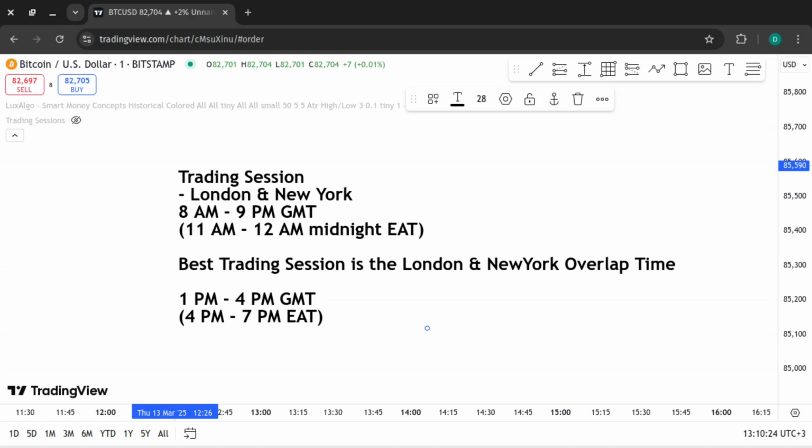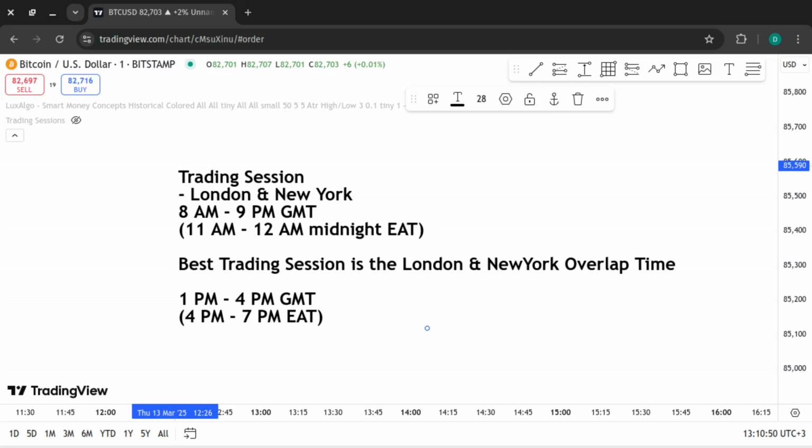The London session and the New York session run from 8 a.m. to 9 p.m. Greenwich Meridian time. But for East African time, it's from 11 a.m. to 12 a.m., midnight. But the best time to trade is when there's an overlap between the London and New York time, which is from 1 p.m. to 4 p.m. Greenwich Meridian time, which corresponds to 4 p.m. to 7 p.m. East African time.